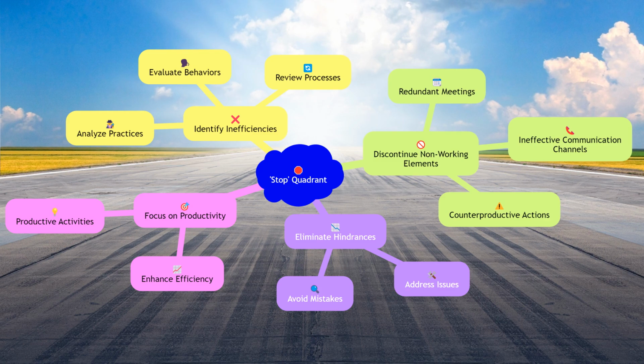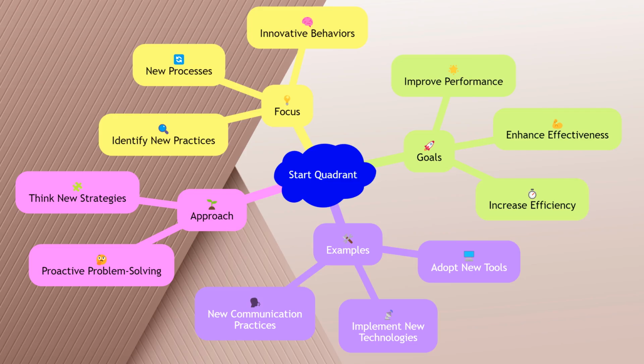identified as counterproductive. The Start quadrant focuses on identifying new practices, behaviors, and processes that should be initiated to improve the team's performance. This quadrant encourages innovation and proactive problem solving by prompting the team to think about new approaches and strategies. Examples of items in this quadrant might include adopting new tools or technologies, implementing new communication practices, or any other actions that could enhance the team's effectiveness and efficiency.